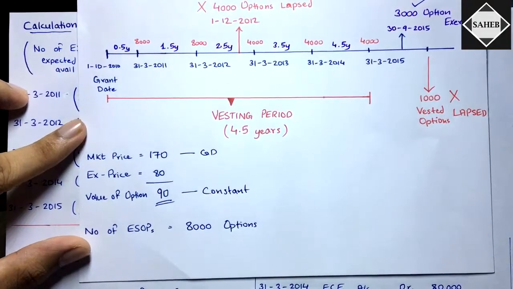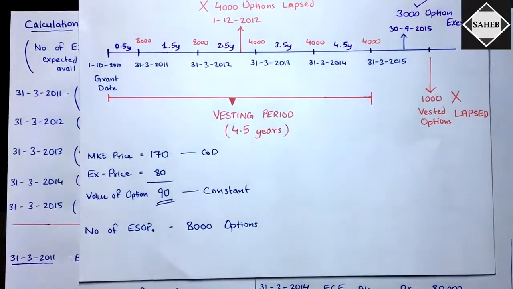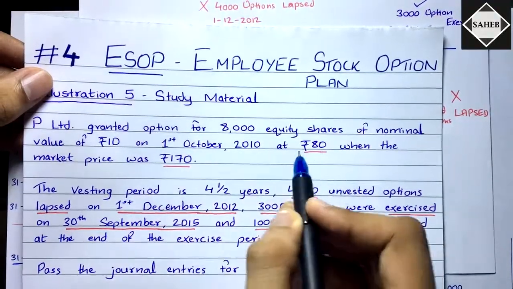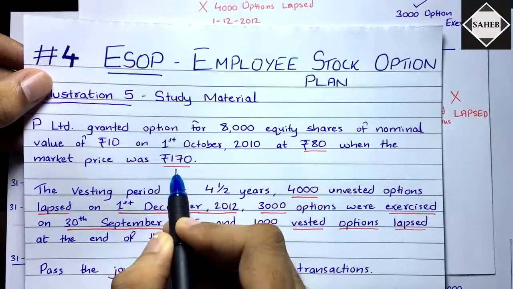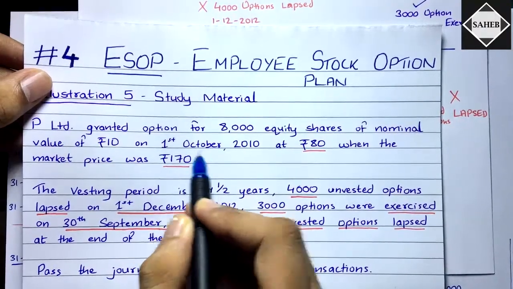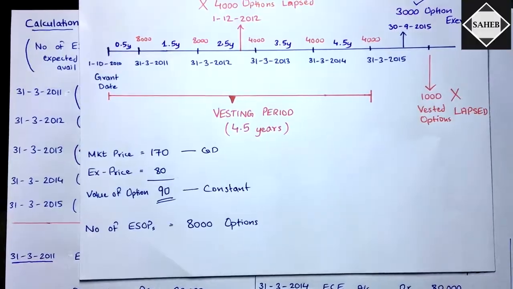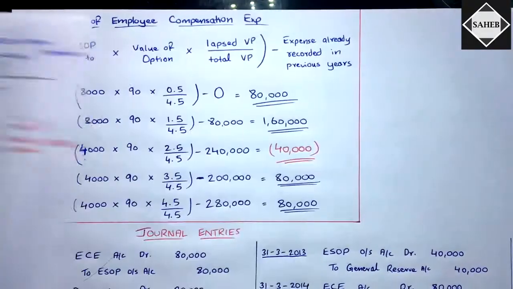Is that clear? So the market price, in the question it is said, see here, on 1st October 2010 at rupees 80 when the market price was 170. So the market price is of 1st October 2010. This is the market price that is important. That's what you have to consider.